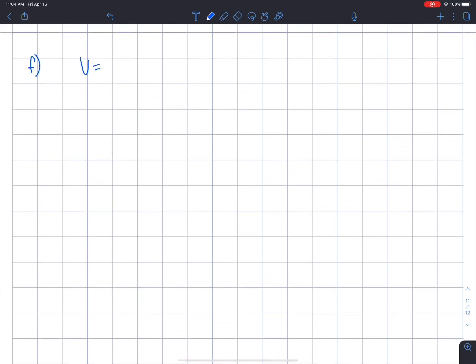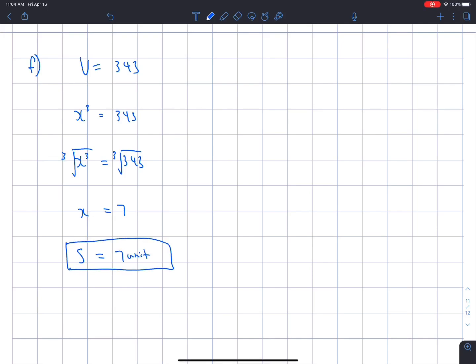F. Volume is 343. We know that volume is x to the power 3. Now we cube root both sides. We get x equals 7. So the side length is 7 units. The surface area is just 6 times the area of one face, and the area of one face will be 7 times 7. We get 294 units squared.